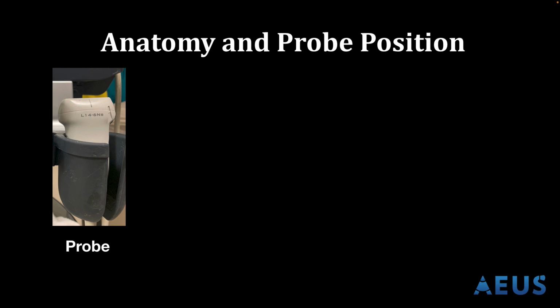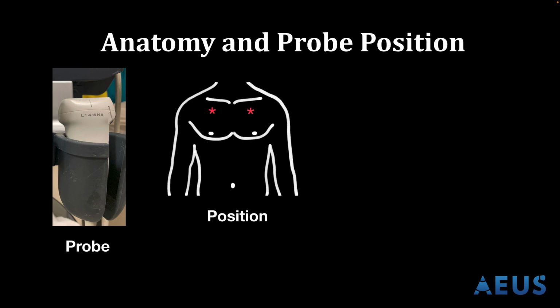Ideally, you would use the linear probe for better resolution. However, you could also use the curvilinear or the phased array probes as part of your FAST exam. The patient should be in a supine position. Hypothetically, air should accumulate anteriorly as it is the least dependent position in a supine patient. However, studies have been performed in attempts to identify the optimal probe position without a clear winner.